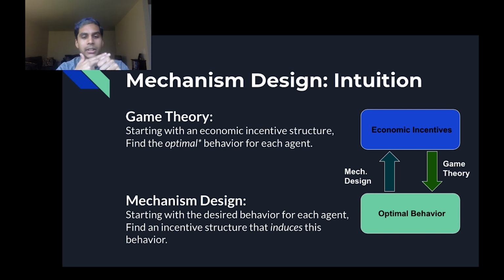You start with the desired behavior for each agent, such as we want our agents to be truthful, we want our agents to be honest, we want our agents to act fairly. And then you try to find some incentive structure that induces this behavior. How does this work?